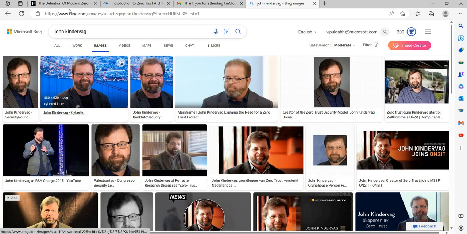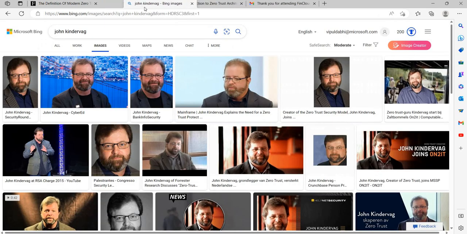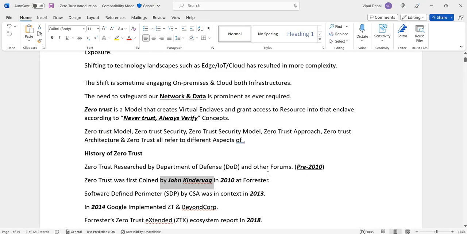Okay, he is John Kindervag, by the way. I think both are the same, right? Okay, he is the first person for the zero trust conceptualization, in 2010 at Forrester.